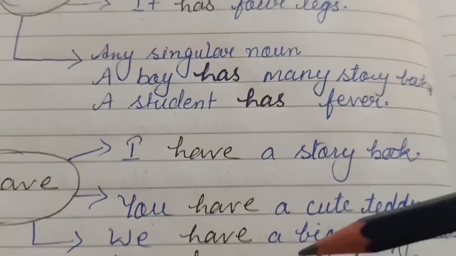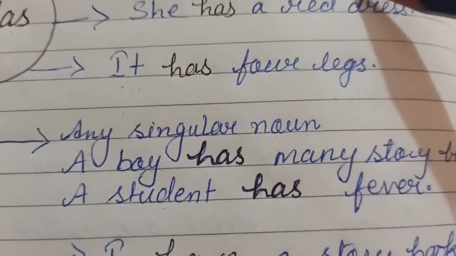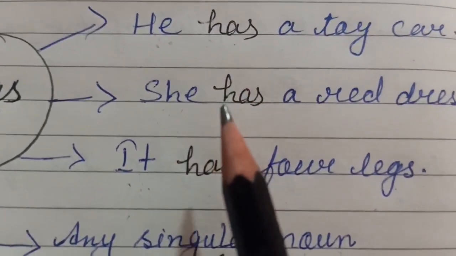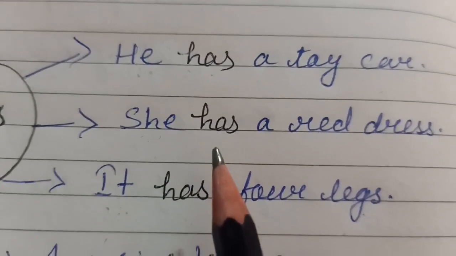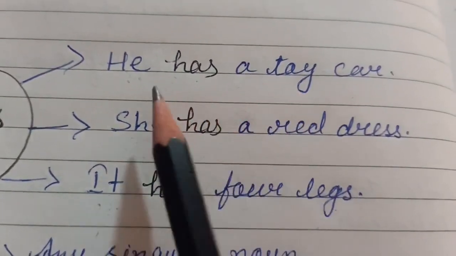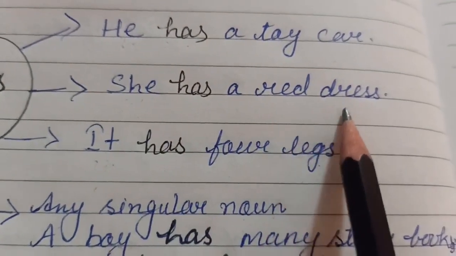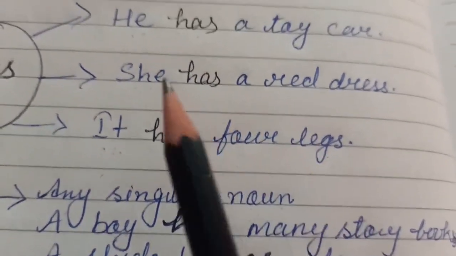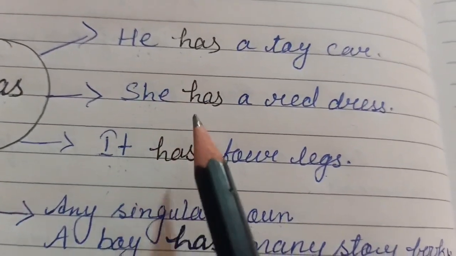Okay, dear students, has and have have many meanings, but the primary or main meaning is to own something, or to possess. Like he has a toy car. Who has a toy car? He. She has a red dress. It has 4 legs. So here he, she, it are owning something.